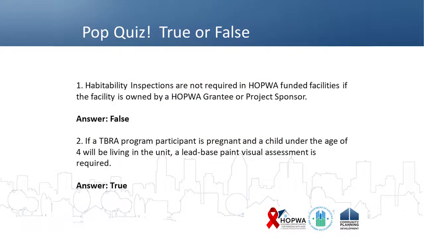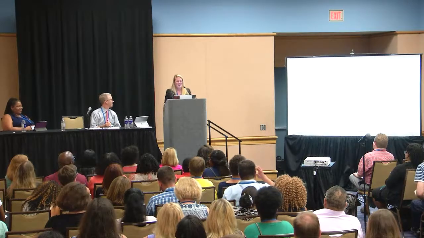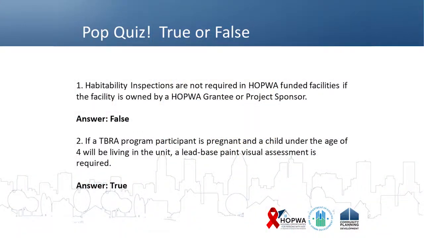This is where we're going to hear from you. So the first question on the pop quiz is, habitability inspections are not required in HOPWA-funded facilities if the facility is owned by a HOPWA grantee or project sponsor. Oh my gosh, you guys are so good. All right, that's good work. All right, so the second statement is, if a TBRA program participant is pregnant and a child under the age of 4 will be living in the unit, a lead-based paint visual assessment is required.